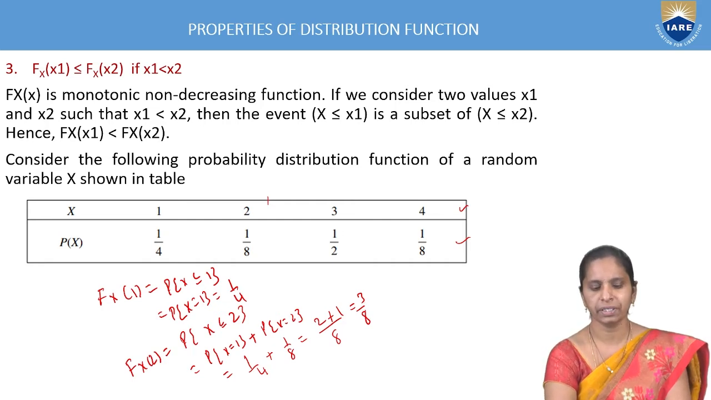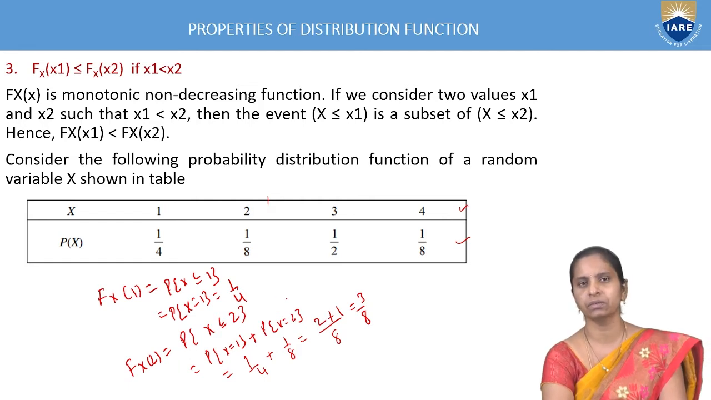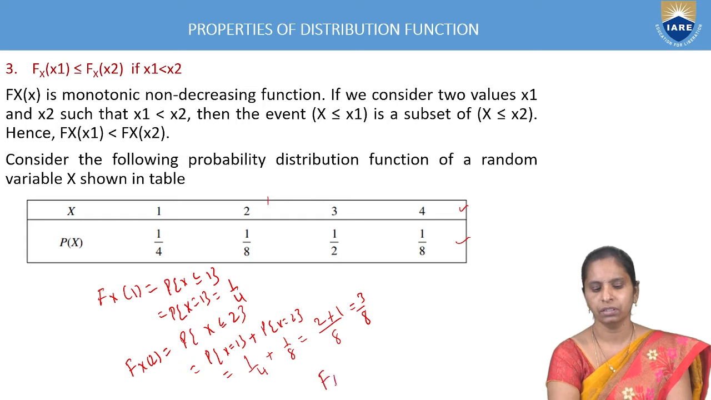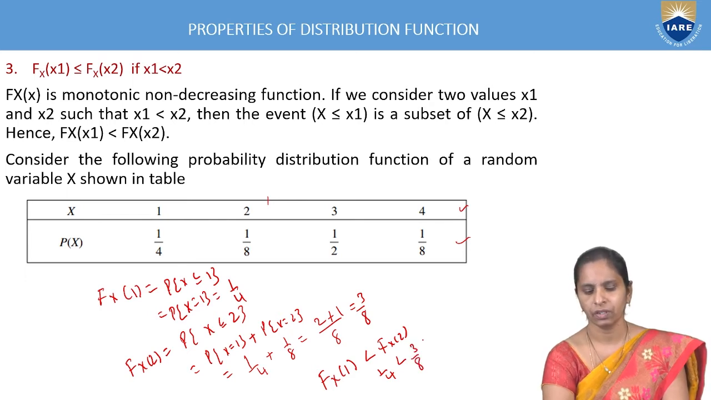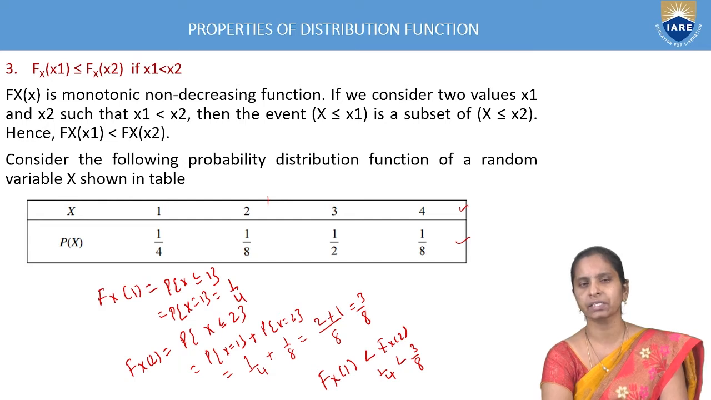So what is the probability of the event P of X less than or equal to 2? That is nothing but Fx of 2. I got P of X equals 1 plus P of X equals 2, that equals 3 by 8. Now, if you observe the values of Fx of 1 and Fx of 2, here Fx of 1 is less than Fx of 2. That is, my Fx of 1 is 1 by 4. So, 1 by 4 is less than 3 by 8. It means the distribution function is always an increasing function of x.